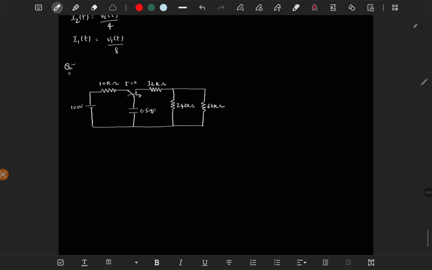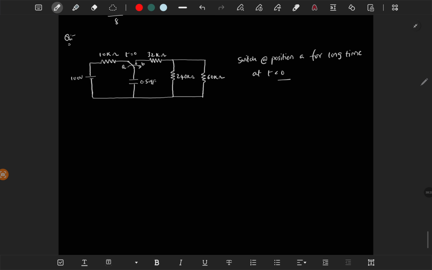So at t is equal to 0, the switch is going from, maybe it is in position A, to position B. So assuming for t less than 0, the switch is at position A for a long time. So I am writing here, switch at position A for a long time at t less than 0. So at t is equal to 0, it moved to position B.